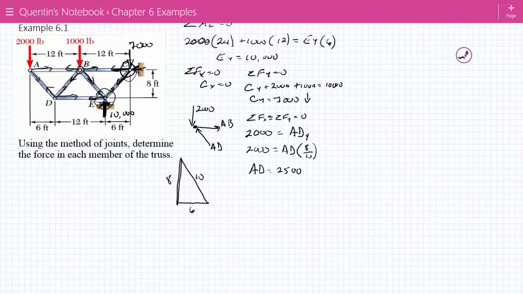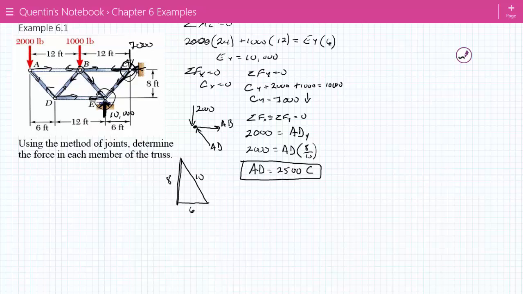Now, is it in tension or compression? Well, I got a positive number, which just tells me that I drew the arrow in the right direction. Don't get hung up on thinking that positive is one or negative is the other. It just means I drew the arrow in the right direction. Well, which direction did I draw? I drew it so it's putting a force in that direction, so that's in compression. So AD is 2,500 pounds in compression.